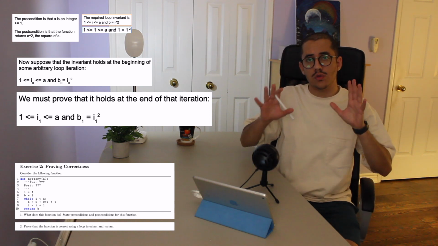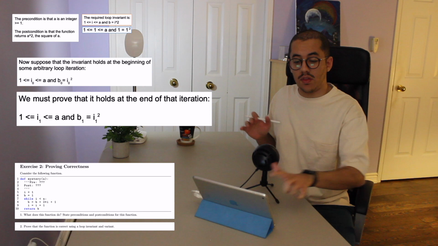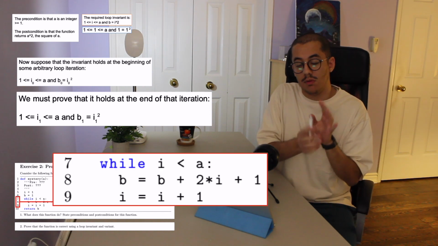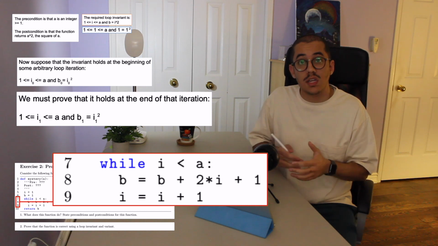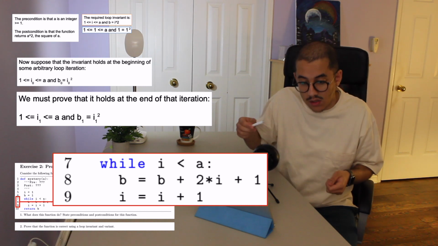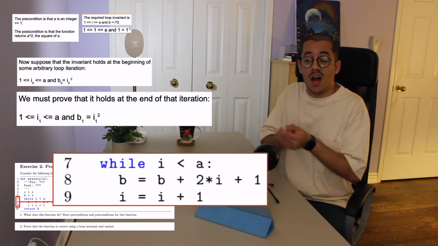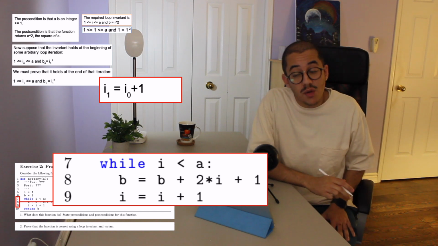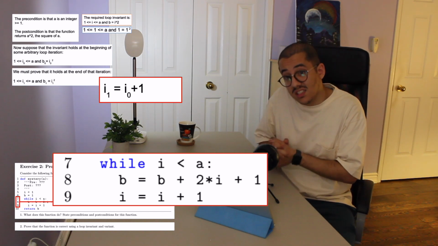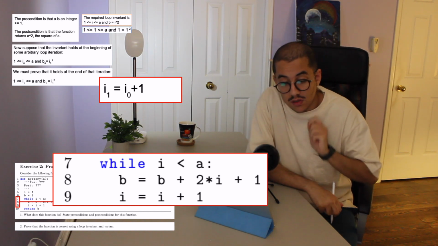Before we get into proving that this holds by the end of it, let's look at the loop body. We know that i1 is equal to i0 plus 1, because look at line number 9. Every time in the loop, that's what happens. So i1 equals i0 plus 1. And we know that b1 is equal to b0 plus 2 times i0 plus 1. That's how we get our new value for b1 if you look at line number 8.